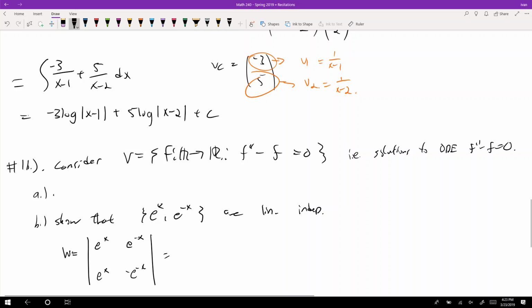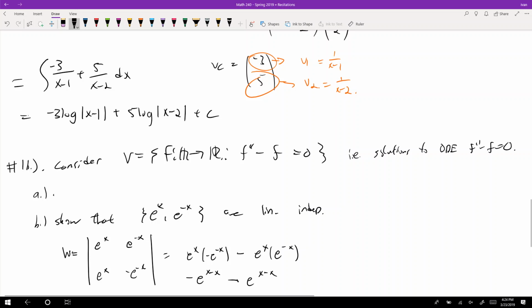So what we have now is e to the x times negative e to the negative x, minus e to the x times e to the negative x. So what is this going to get us? e to the x minus x, that's e to the 0, and so that's 1. And so what this is actually going to be is negative e to the x minus x, minus e to the x minus x.